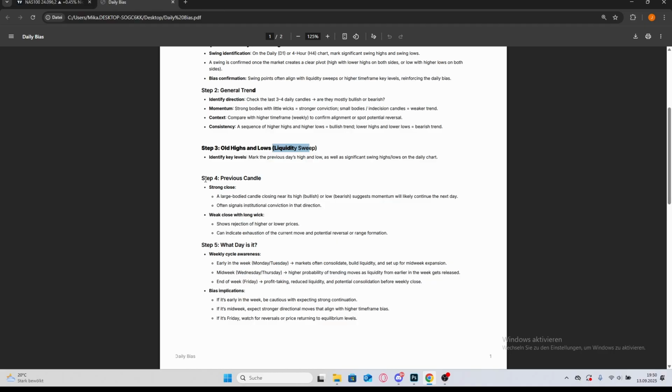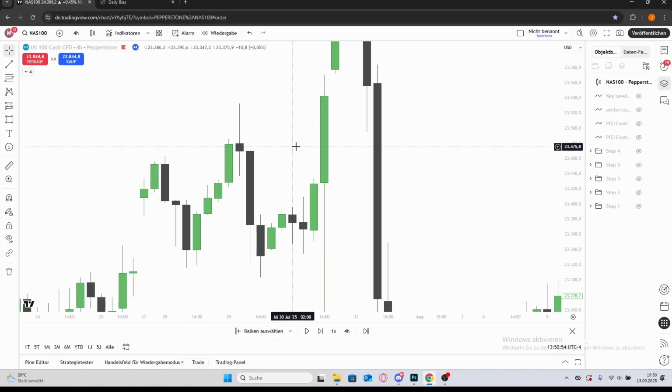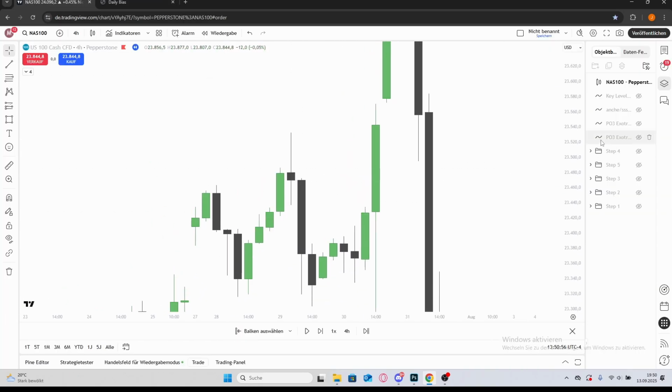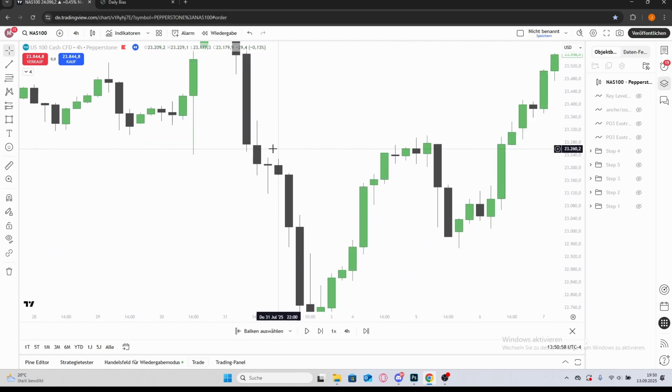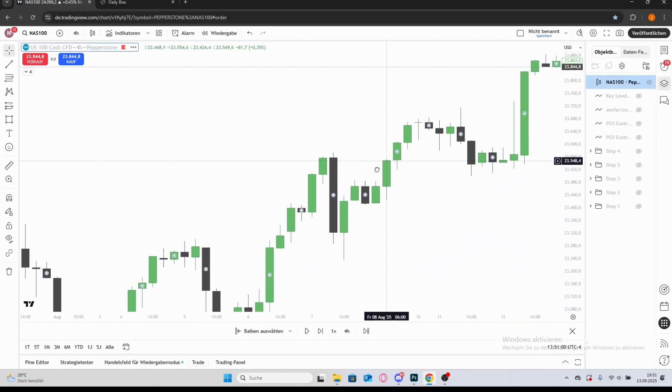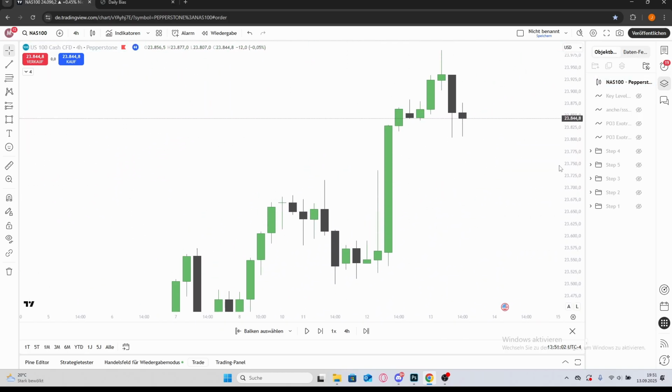So now we are at step number 4. I already told you guys you should look at the previous 3 or 4 candles, but I think the previous one, so the last one, can say a lot more. So just look again at how strong was the close. What is strong? For example, we don't really want to see a weak close. What is a weak close?